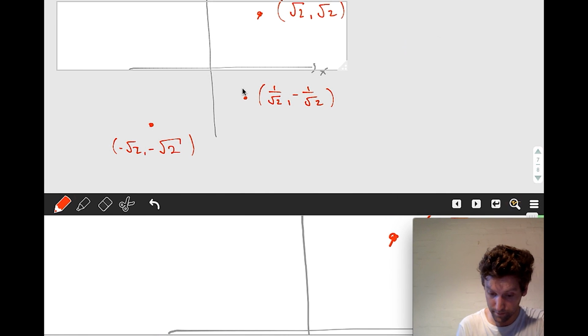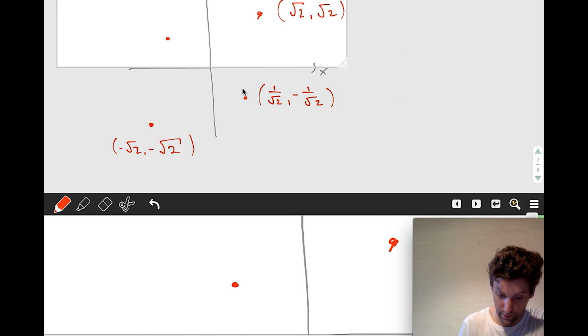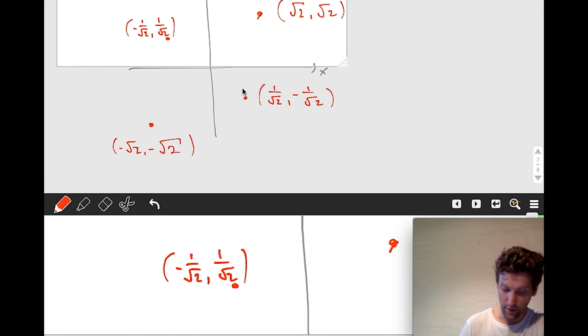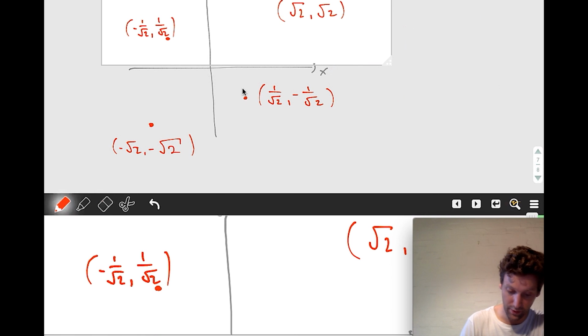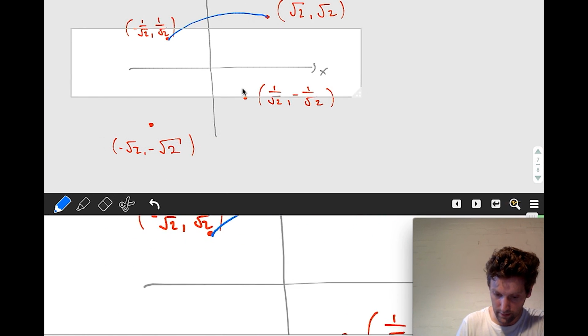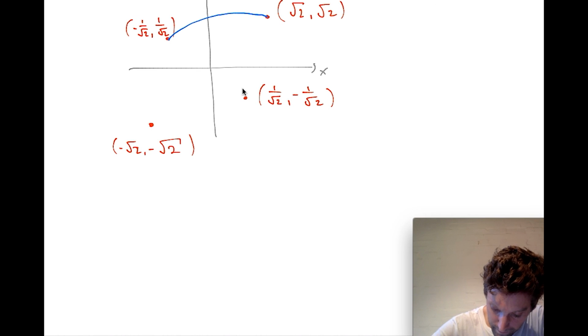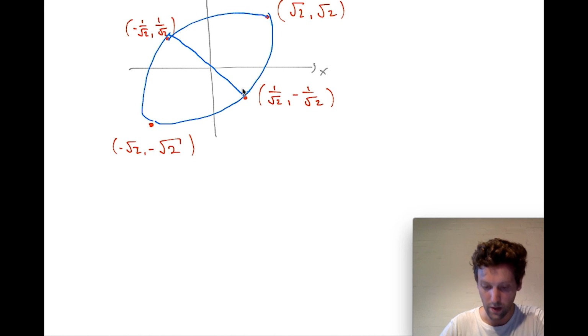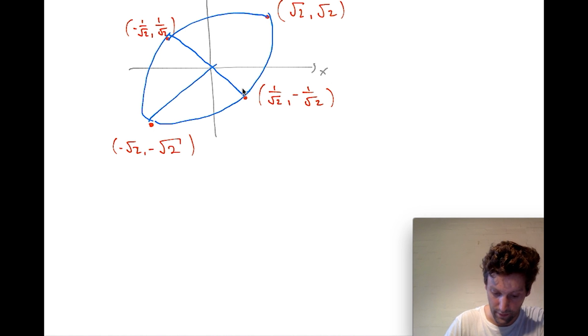And I've got the point x is equal to minus 1 over root 2, y is equal to 1 over root 2. So those are the 4 points that are closest and furthest away from our origin. And they all lie on the ellipse. So they all lie on the constraint. So you can see that the closest distances will correspond to those 2 points, and the furthest distances will correspond to those 2 points.